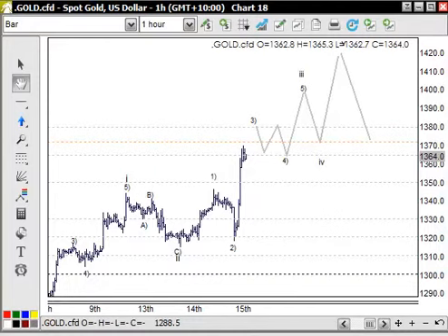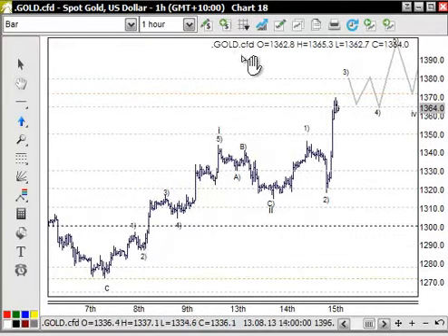Okay, starting with gold, pretty much on track, and we've got that nice strong push to the upside as we've got the US dollar sharply moving to the downside and treasuries to the upside. So all sort of working quite nicely really.